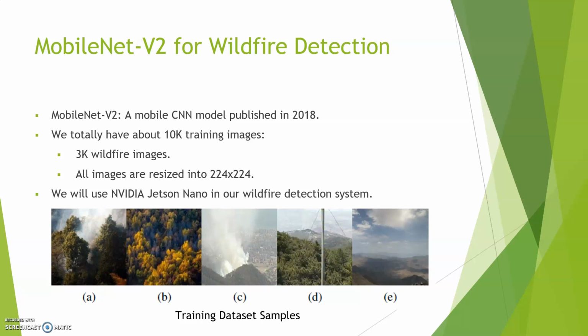In our training dataset, there are about 10,000 training images in total, and 3,000 of them are wildfire images. All of them are resized to 224 by 224, which is the input of our network. Some training samples are here, so you can see.